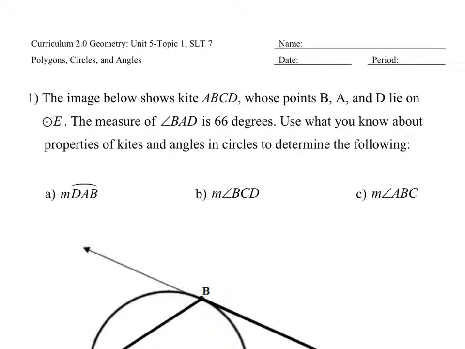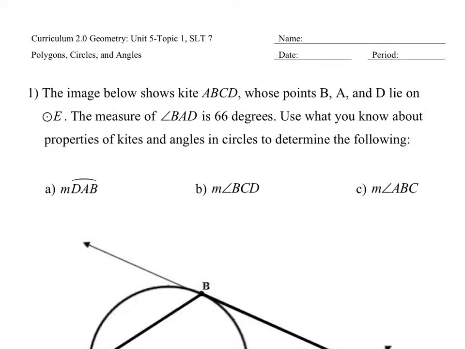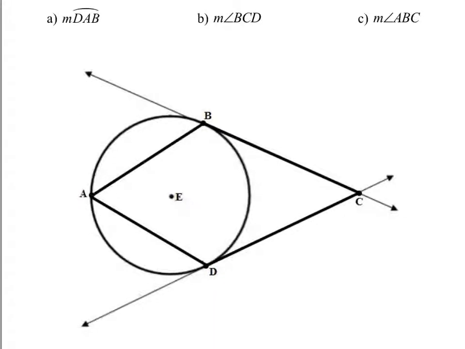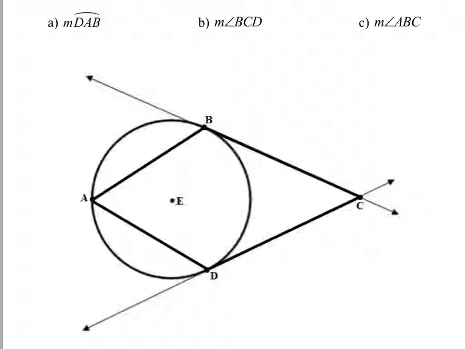For question number 1, the image below shows kite ABCD whose points B, A, and D lie on circle E. The measure of angle BAD is 66 degrees. Use what you know about properties of kites and angles and circles to determine the following. So what we know is that angle BAD, that's this angle right here, is 66 degrees.